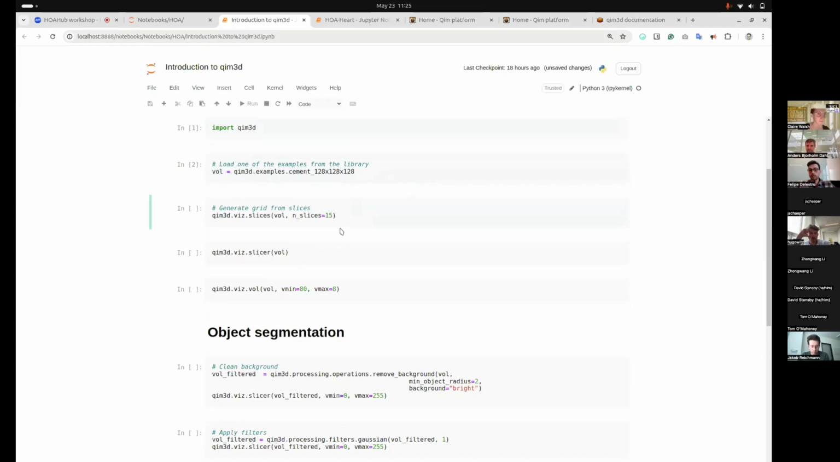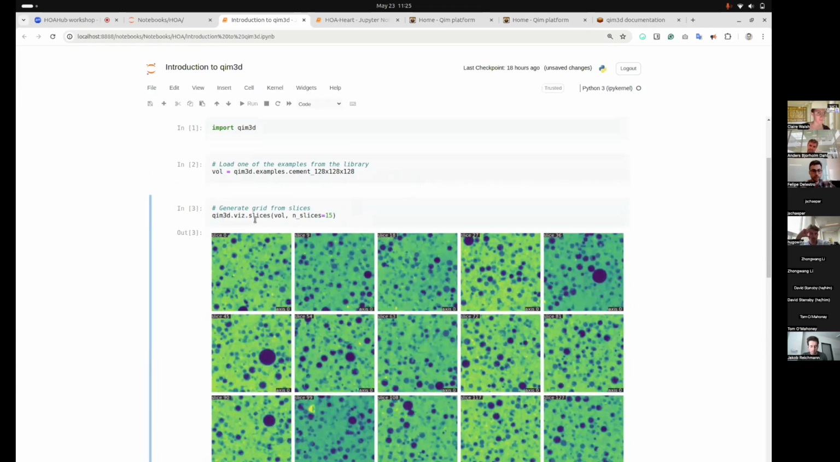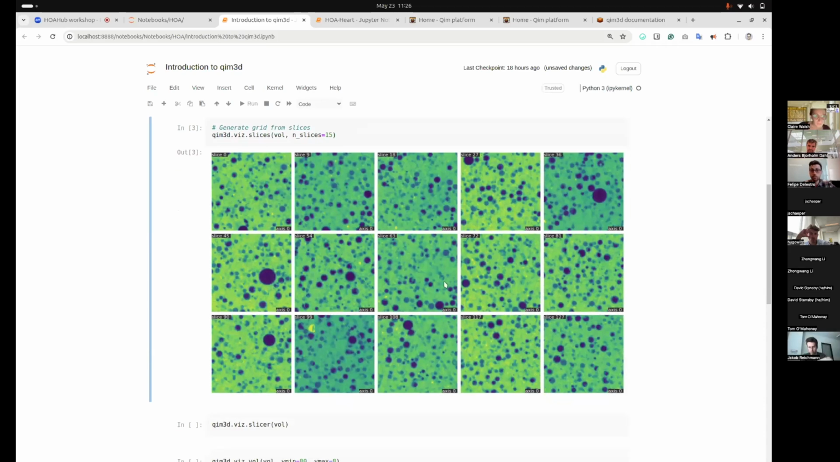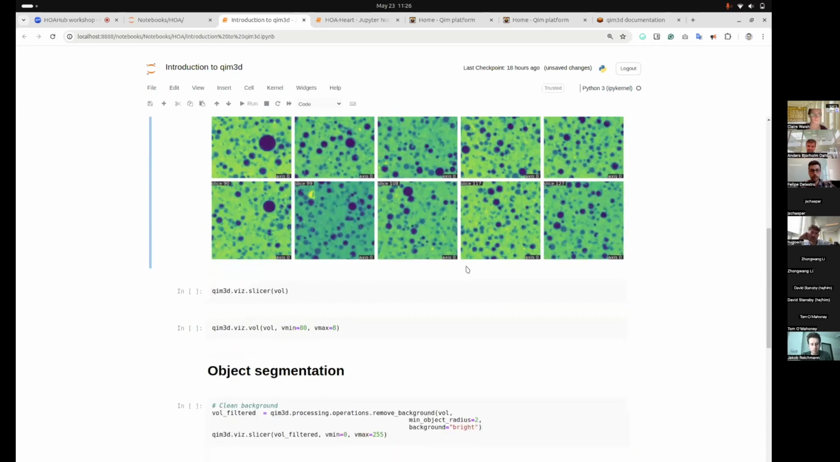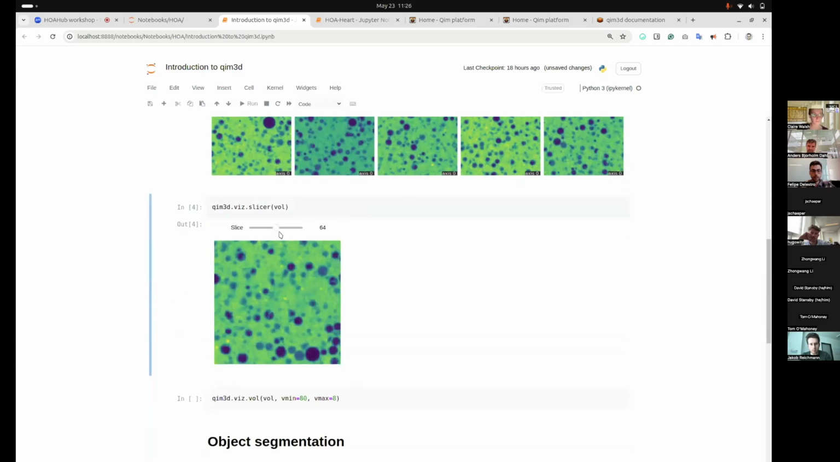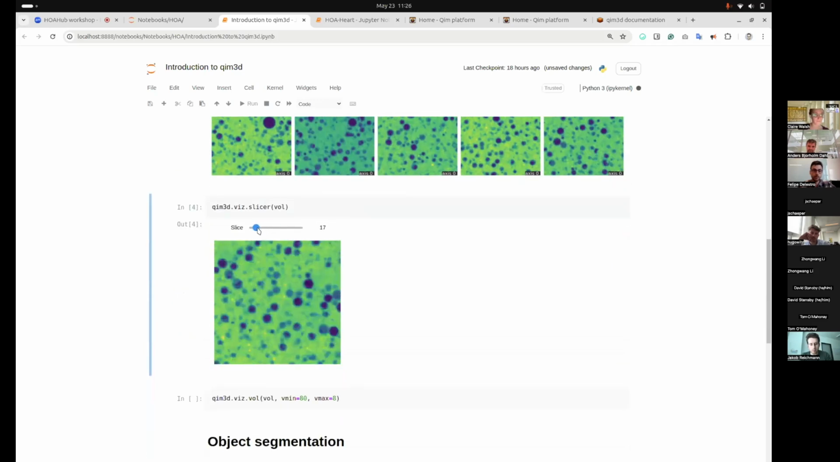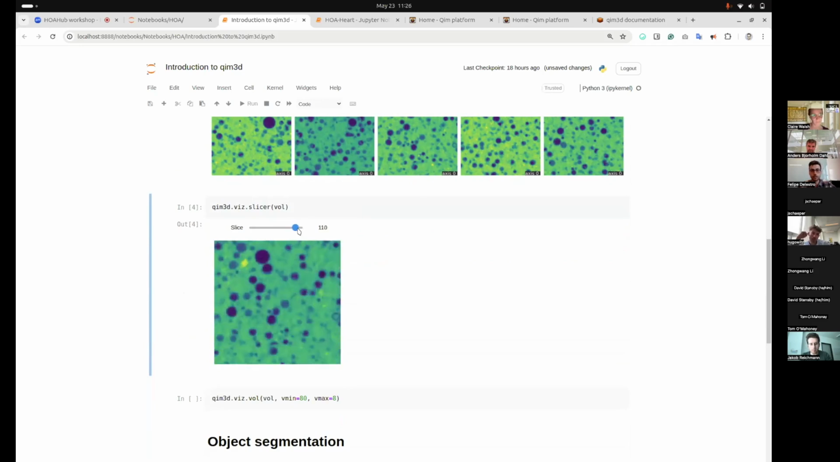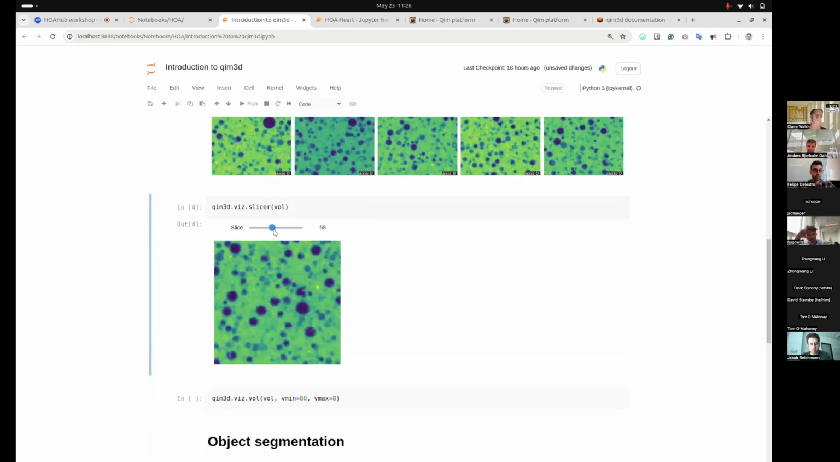One of the focuses of the library is to give you tools to easily visualize your data. So for example, by running King3D slices, you can ask for a number of slices from your volume, and then it creates a nice grid that you can have a quick overview. Or you can call the slicer function in your Jupyter notebook, and then you have a very easy interactive slider that you can go through your volume. And this can be really helpful to explore your data while you're doing some processes.